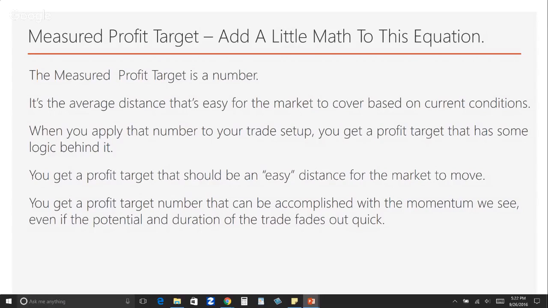That's going to make you feel great when you close that trade, no matter what happens next. You get a profit target that should be an easy distance for that particular market to cover at that particular point in time, on the time frame that you're trading from. You get a profit target number that can be accomplished with the momentum that we see, even if the potential and duration of that trade fades out quick.